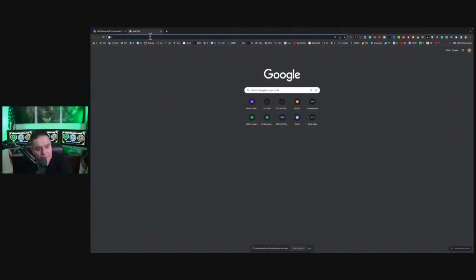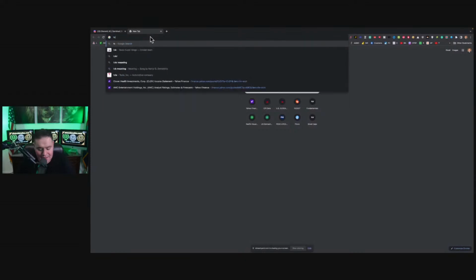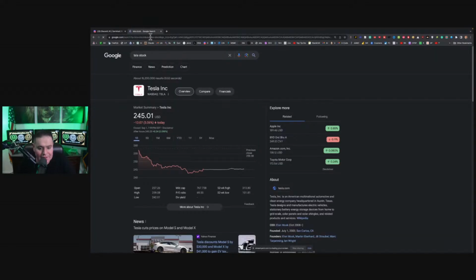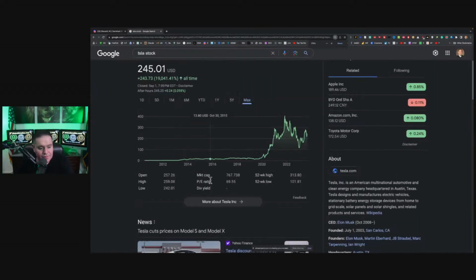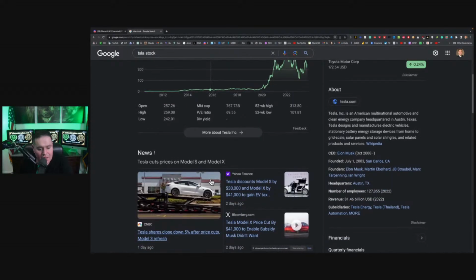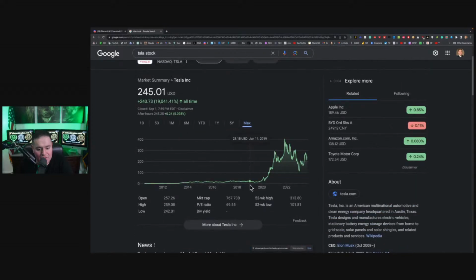Okay. Let's go to the Tesla stock. Okay. We'll go to Tesla. Go to Max. So 2019, the stock, let me go ahead here. The stock was, I don't know, trading at, I'll call it $20. Stock was trading at $20. All right, ladies and gentlemen.